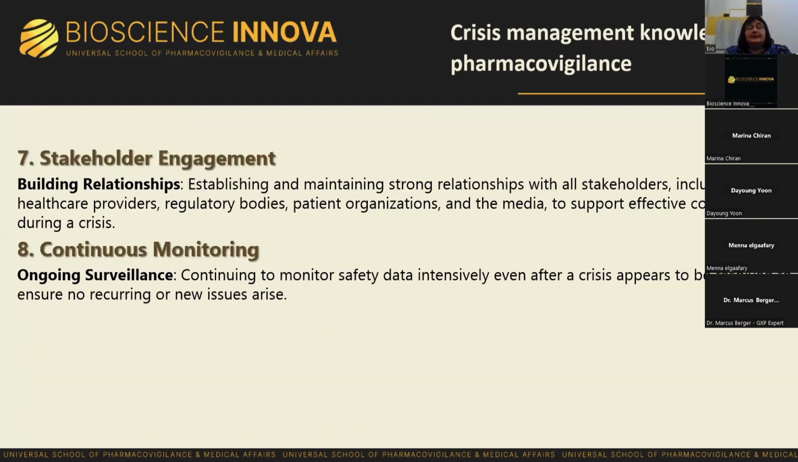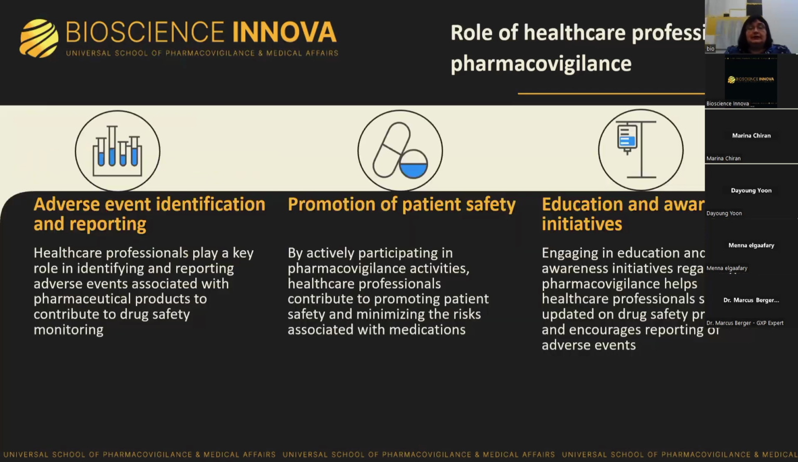Stakeholder engagement, building relationships: establishing and maintaining strong relationships with stakeholders, including healthcare providers, regulatory authorities, patient organizations, and the media to support effective collaboration during the crisis. Continuous monitoring, ongoing surveillance: continue to monitor safety data intensively even after a crisis appears to be resolved to ensure no recurring or new issues arise.